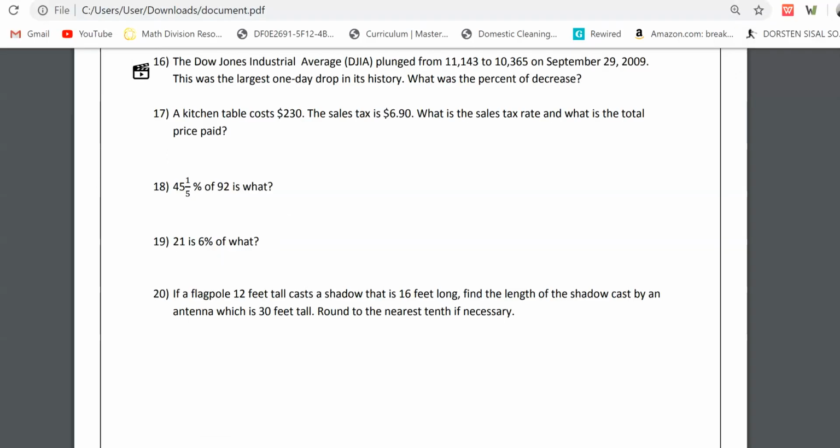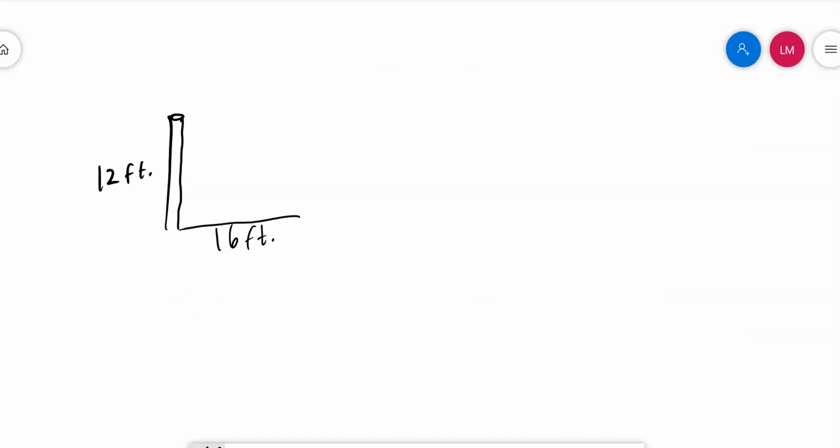And then it says, find the length of the shadow cast by an antenna that is 30 feet long. So let's look at the relationship. I guess the antenna is just on the ground too, so it just makes something skinnier. We'll just put a little dot up at the top for an antenna. It says the shadow of the antenna, I want to say, is 30 feet, right?